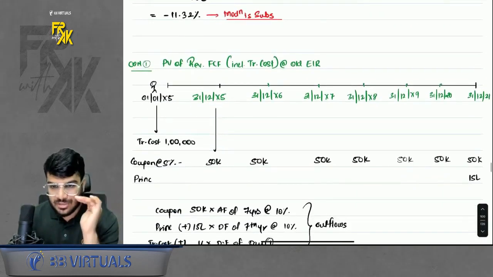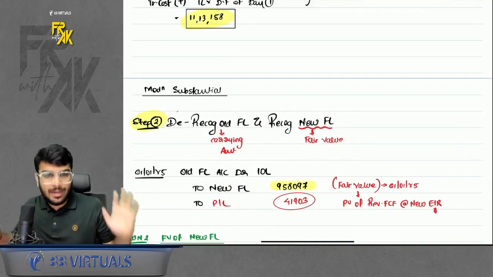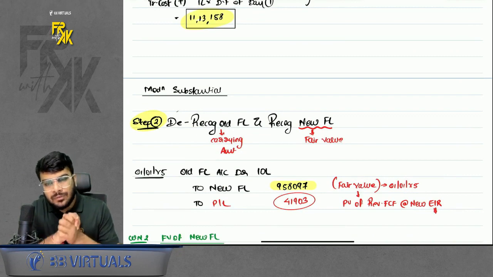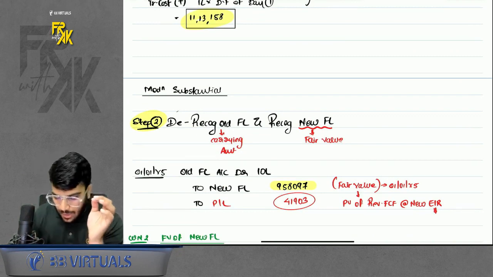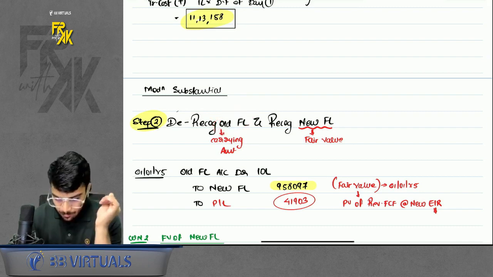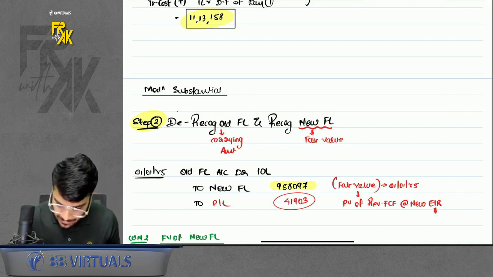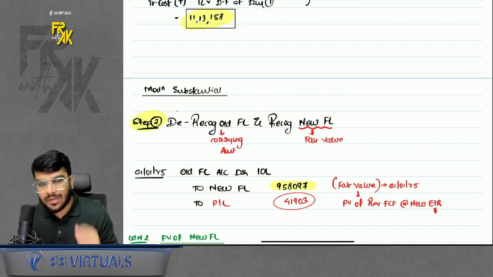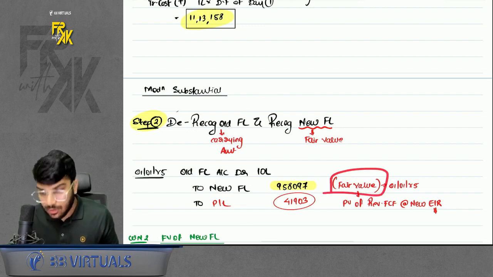When the modification is substantial, what to do now? So it is a big fight. It leads to a breakup. That means you will have to remove the old financial liability and recognize the new financial liability. Now, at what value do we remove the old financial liability? It gets removed at carrying amount. Do remember, whenever any asset or liability goes out of your books, it goes out at carrying amount. Second thing, we will have to record the new financial liability. The new financial liability you will record at fair value.